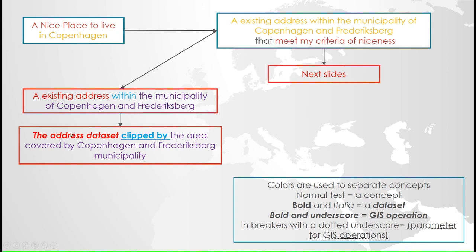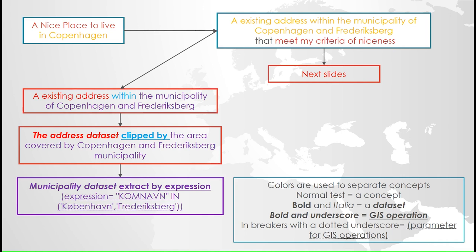We know that there is an address data set, and we then have to find the area that is covered by the municipalities of Copenhagen and Frederiksberg. And yes, we know that there is a municipality data set, and we can use an extract by expression or a filter, which we used until now, to take out where the kommunen is Copenhagen or Frederiksberg. So if we type this expression into our filter, then that should give us that area. And then we have this area, and we can use that to clip our addresses with it. And that solves the first part.